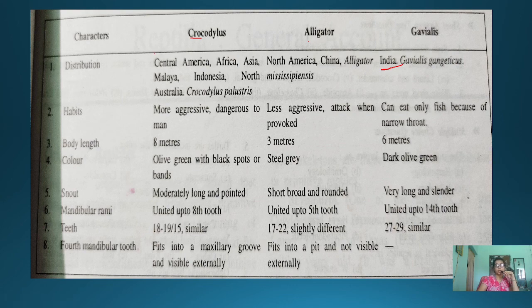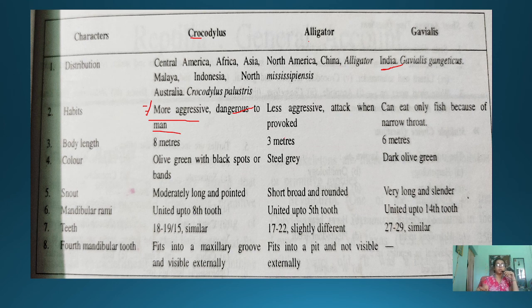And apart from that, what are the habits? Habits means their nature, or their behavior. According to that also you can say which one is a crocodile, which one is an alligator, and which one is a gavial. Crocodiles are very aggressive in nature and dangerous to man. This is a very important point. Okay, so these are very aggressive. Alligators are less aggressive, that is, they attack when they are provoked.